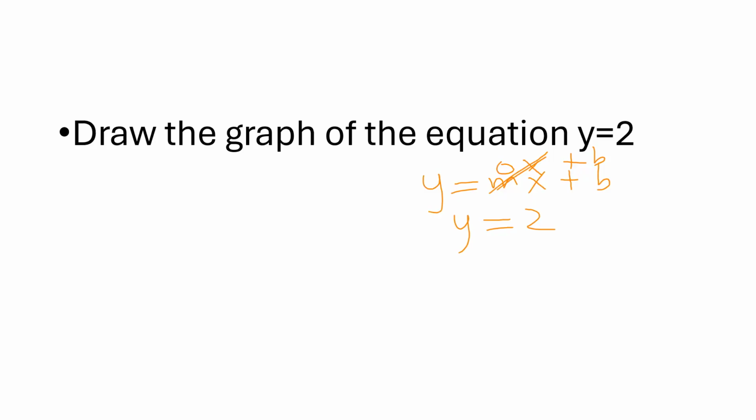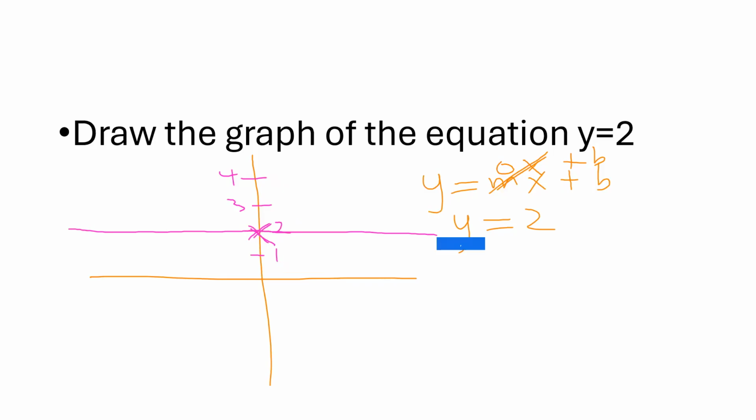Now, to draw this equation, if this is 1, 2, 3, 4, y equals 2, you just locate where y equals 2 is, right here. You draw a line through it. So this tells you that for any x value, my y is going to be 2. That's what this means.